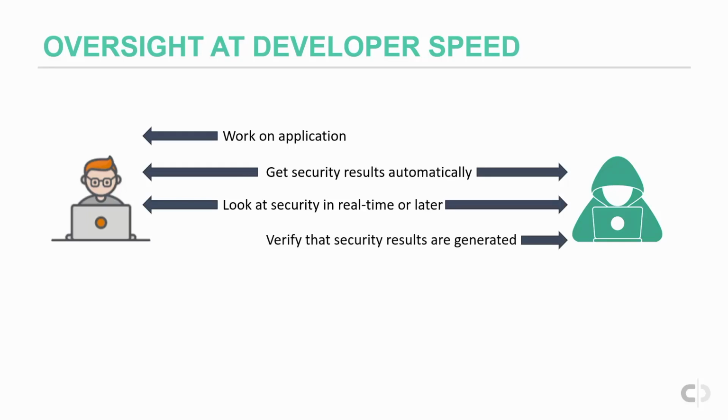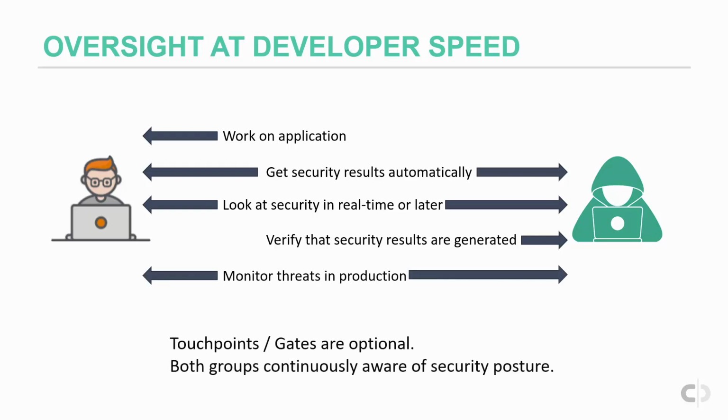Then they both have the opportunity to look at those security results as they're generated automatically as someone uses the application. The security team tends to want to maintain oversight just to ensure that the security results are being generated, so they will verify things. And then ultimately, maybe both monitor for threats in production to understand where an application is used in attack. And finally, the key point is that touch points or gates or ways that the people would integrate and just automatically talk become an optional capability.